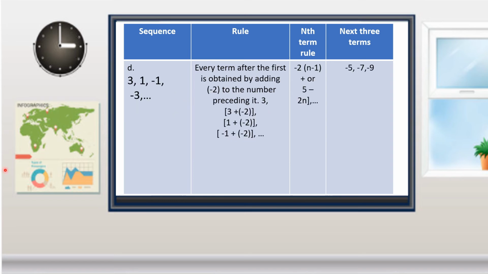So in letter D, the sequence is 3, 1, -1, and -3. The rule is every term after the first is obtained by adding -2 to the number preceding it. So 3 plus -2, and 1 plus -2, and -1 plus -2. So the nth term is -2(n - 1) + 3, or 5 - 2n, and so on. So the next terms are -5, -7, and -9.